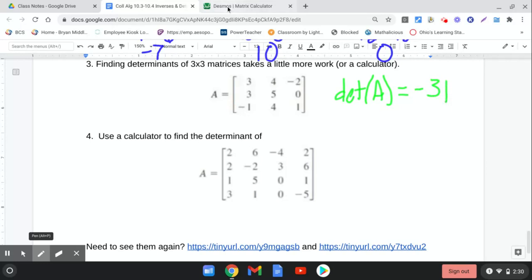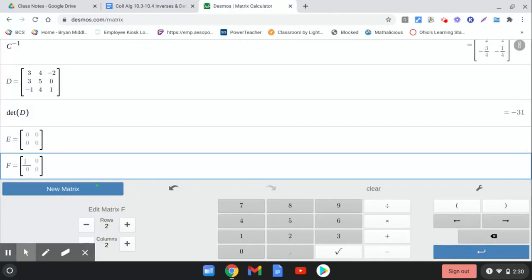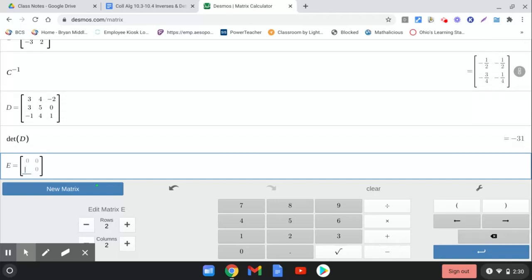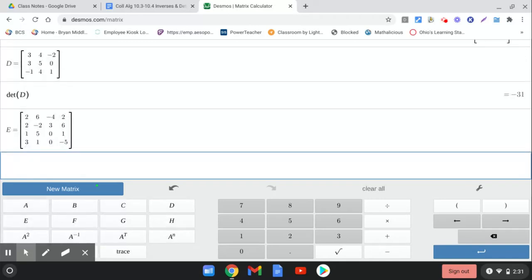All right, we can do a 4 by 4 matrix. Let's go back to the Desmos calculator. We're going to need a new matrix for this. Oh, not that many new matrices. Hang on. Okay. Matrix E is going to be a 4 by 4. So 2, 6, -4, 2, 2, -2, 3, 6. Okay, so there's matrix E. We need to find the determinant of matrix E, and there it is, 704.